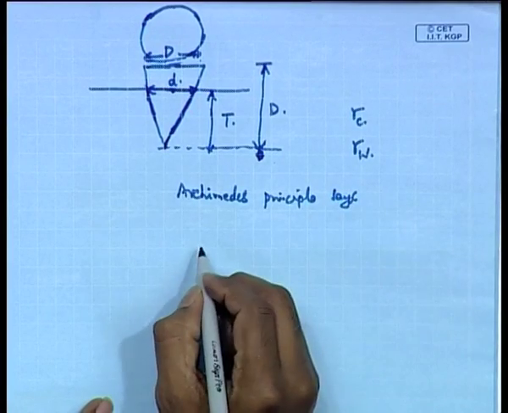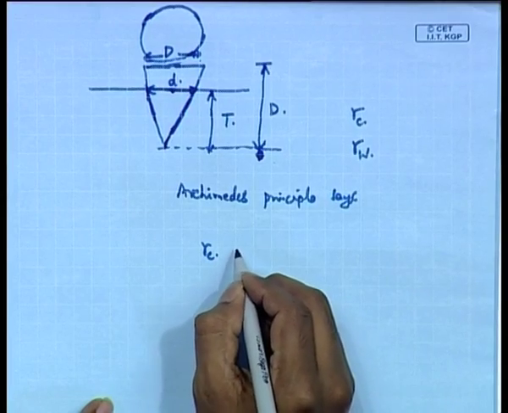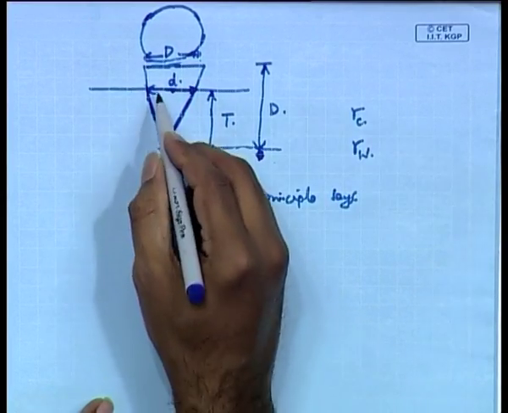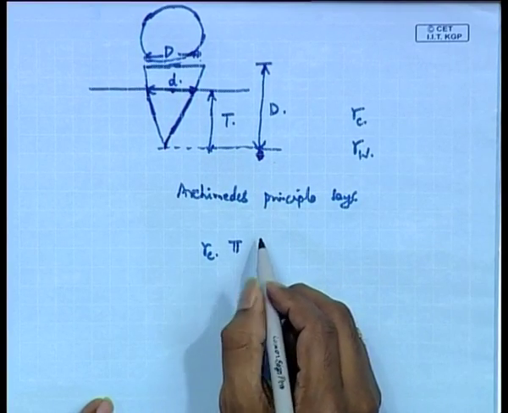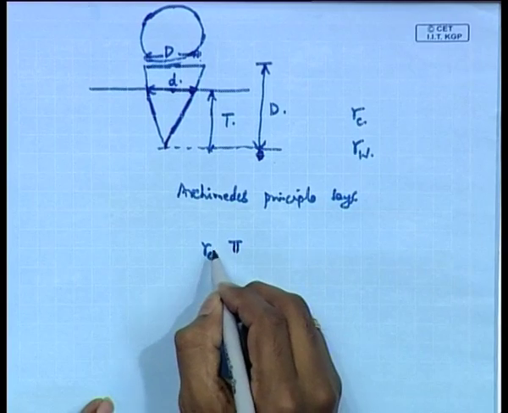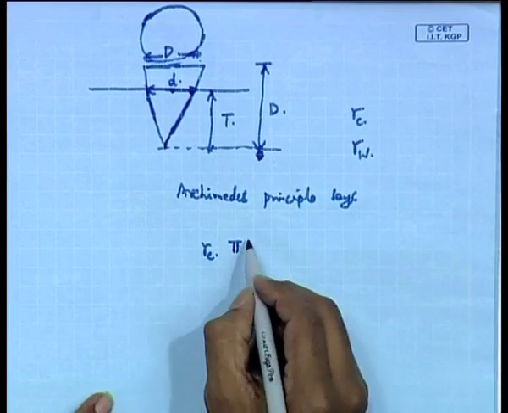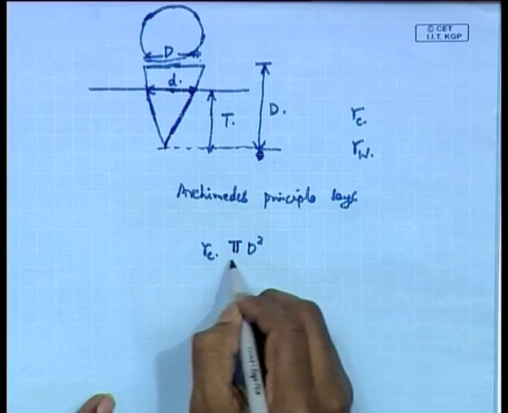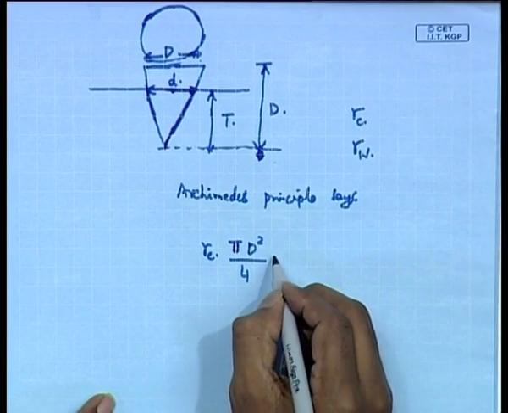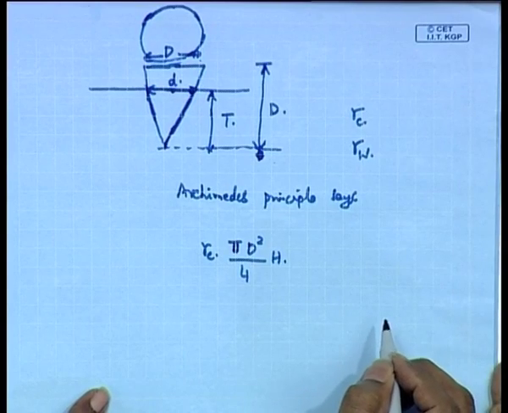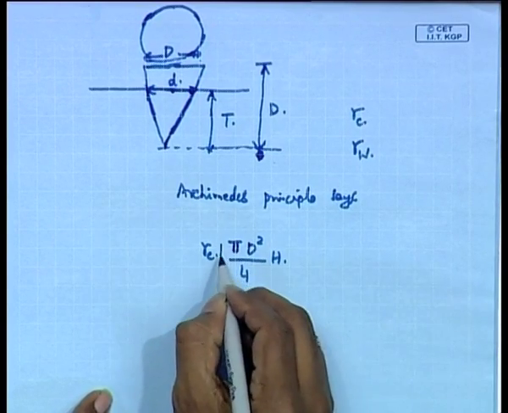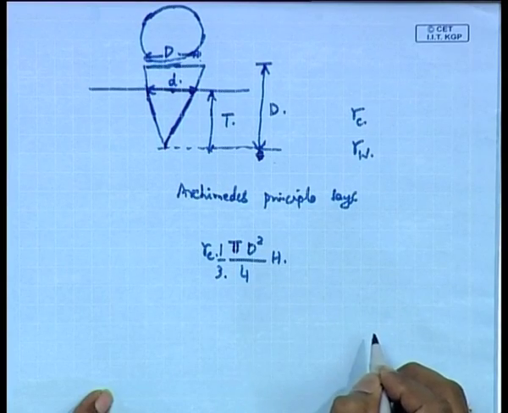Then the first, Archimedes principle, says that gamma w into volume of the cone below is equal to gamma c into the total volume. This is the weight of the cone itself, which is equal to the specific gravity of the cone into the total volume of the cone. So, pi d square by 4 h, into 1 by 3. The volume of a cone is equal to 1 by 3 pi r square h, 1 by 3 into pi d square by 4 into h. This is the volume of any cone.